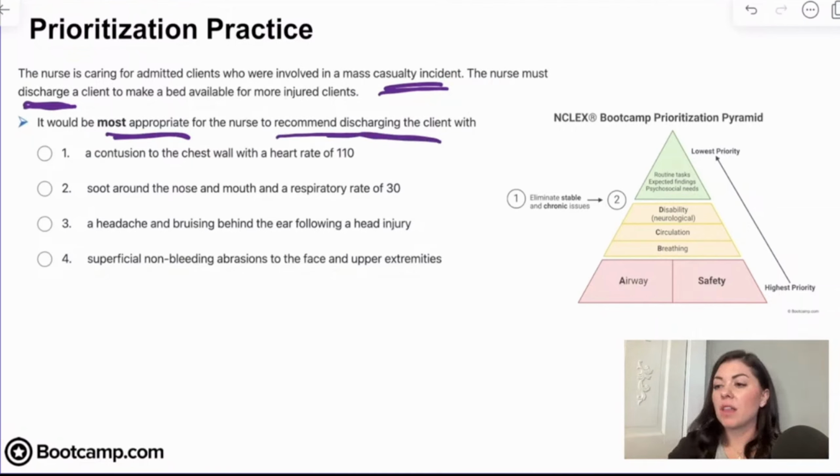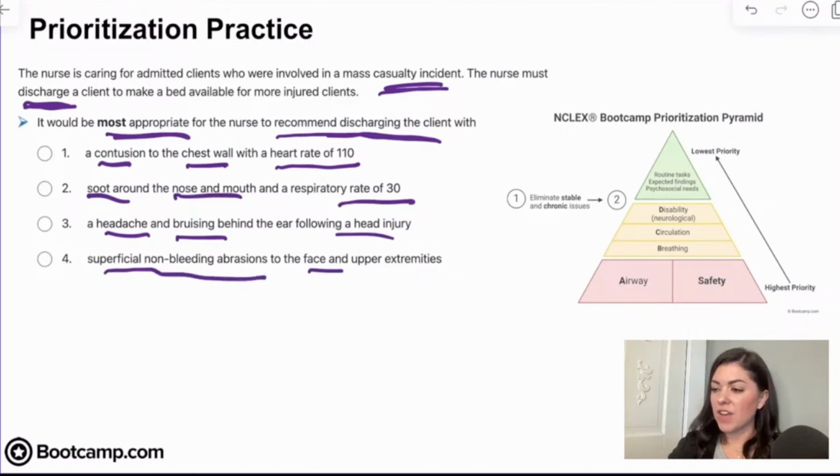Option 1, we have a client with a contusion to the chest wall with a heart rate of 110. Option 2, soot around the nose and mouth and a respiratory rate of 30. Option 3, headache and bruising behind the ear following a head injury. And option 4, superficial non-bleeding abrasions to the face and upper extremity.